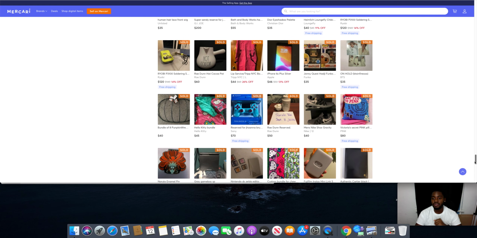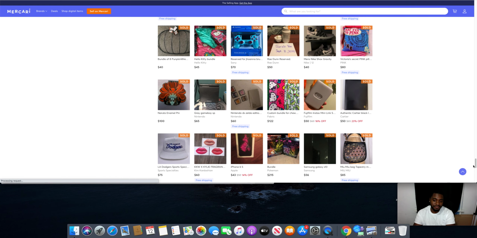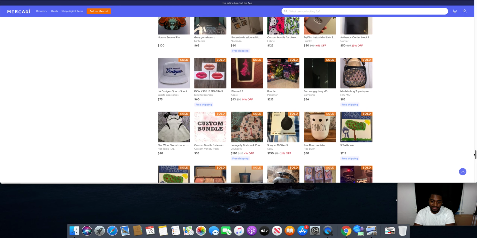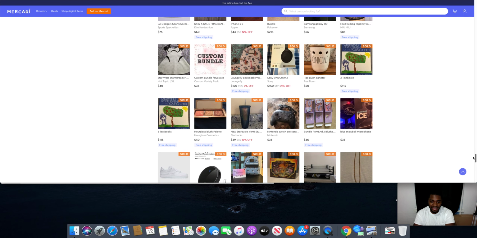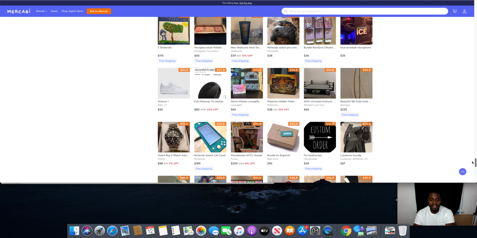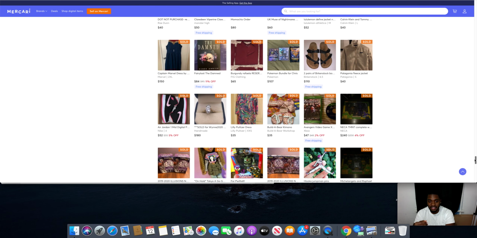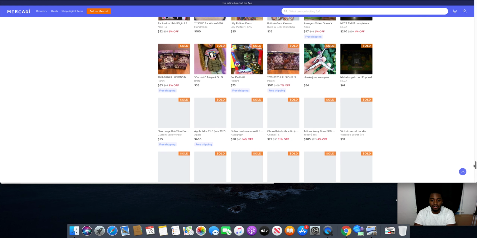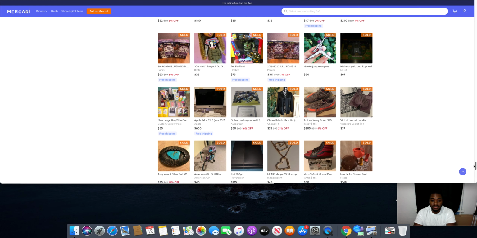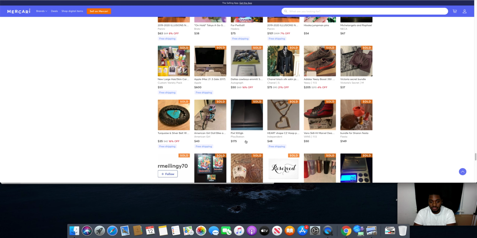But yeah, you guys see the whole process here. You can just come here and look. I know I keep saying the same thing over and over because a lot of people ask me the same thing over and over, and I keep saying this is not difficult in the slightest, guys. You see what's selling here. Mercari is literally telling you everything that everyone is selling. All you have to do is scroll down and see if you can find it.